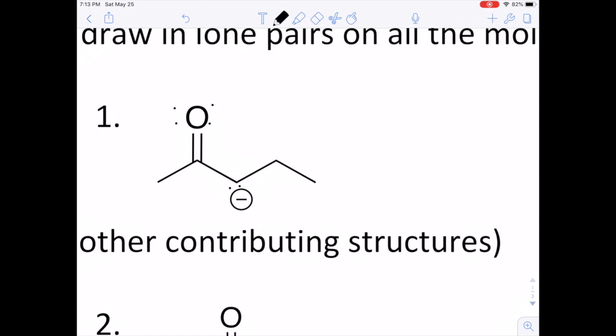So in order to get my two other structures, I wanted to show you that whenever we have these carbon-oxygen functional groups, or these carbonyls, it's a good idea to resonate those pi bonds out, okay? So let's draw the resulting structure after that.